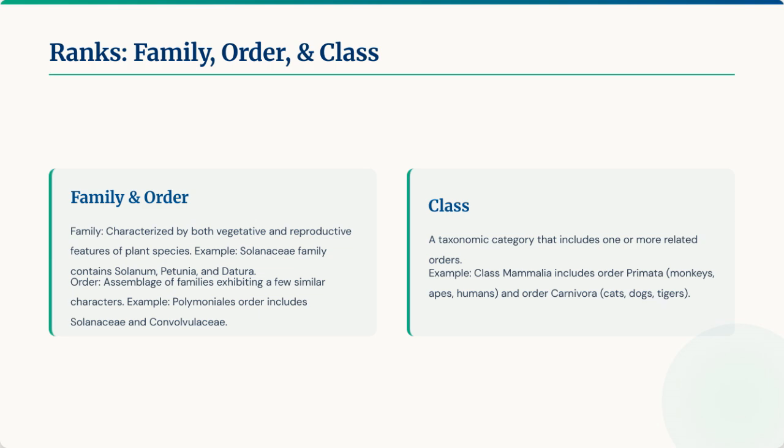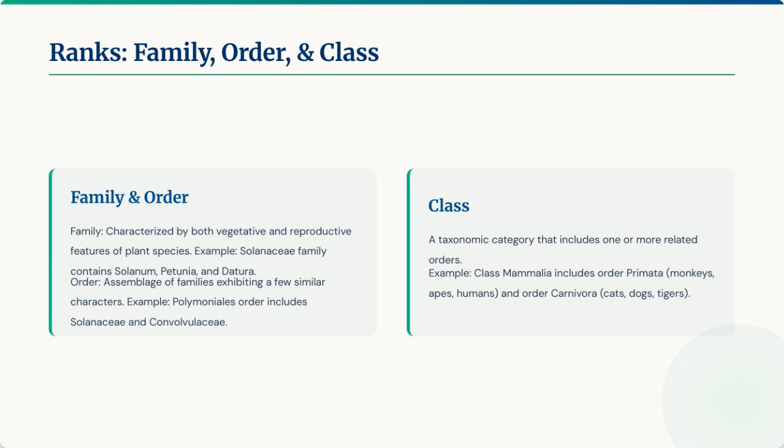Moving up, the order encompasses several related families that show a few common features. Take the order Polemoniales, which groups families like Solanaceae and Convolvulaceae together because of certain shared characteristics. Then, at a higher level, we have the class. This category includes one or more related orders. For instance, the class Mammalia contains orders like Primata, which includes monkeys, apes, and humans, and Carnivora, which includes cats, dogs, and tigers.